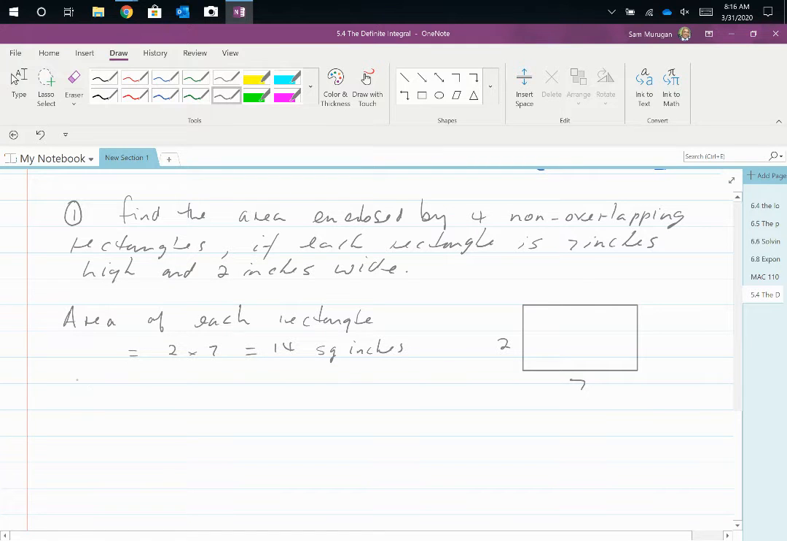And if the rectangles are not overlapping each other, if we have 4 of these rectangles side by side, then total area is 4 times 14, which is 56 square inches.